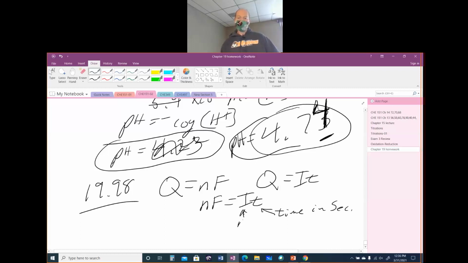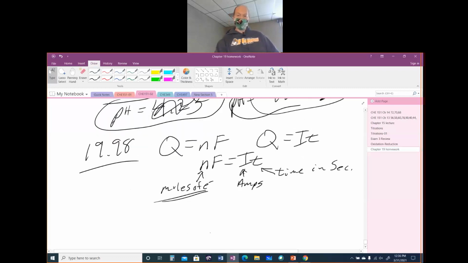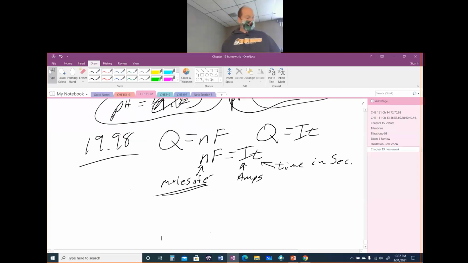Current is always in amps. There is not any other choice. You're going to have always current in amps. n is not moles, it is moles of electrons. That is a very important designation. It is just not moles, it is moles of electrons. All right, so it says how many grams of cadmium are deposited from an aqueous solution of cadmium sulfate. So you got your cadmium 2 plus plus 2 electrons going to cadmium solid.